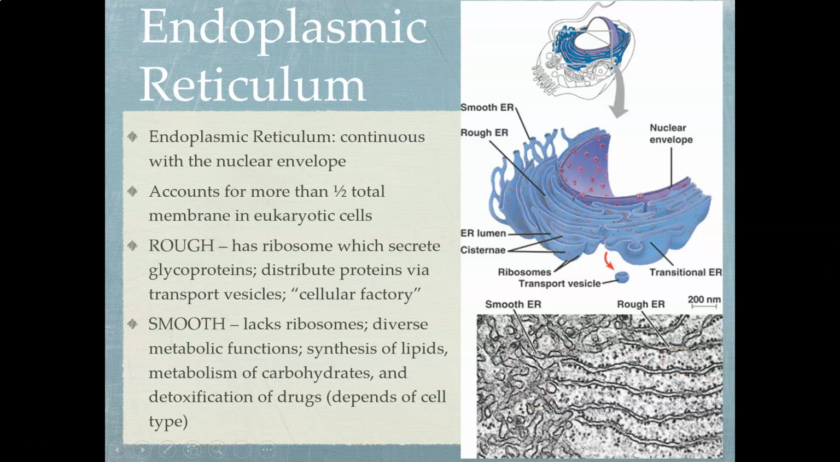Your smooth ER can have a diverse set of metabolic functions depending on the type of cell that we find it in. So they can do anything from the synthesis of lipids, additional phospholipids, perhaps for additional membrane building. They can metabolize certain types of carbohydrates, help to break down certain components. They are also highly concentrated in places like your liver, along with some other organelles, to be part of drug detoxification. So, again, their roles tend to be more dependent on what kind of cell type you find them in.